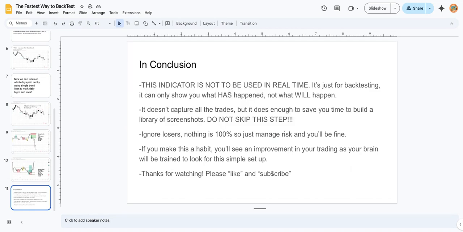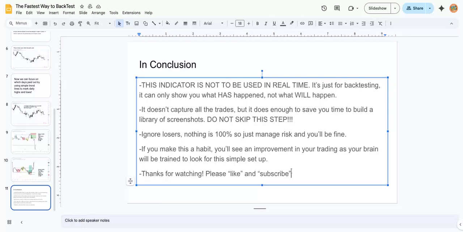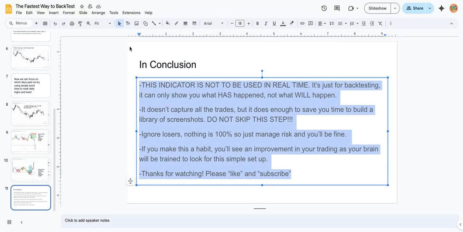So in conclusion, very short video because again, this video has homework. You're going to need to go ahead and take a look, pop this indicator on a chart. It is free, and see what you can find to start building your library.